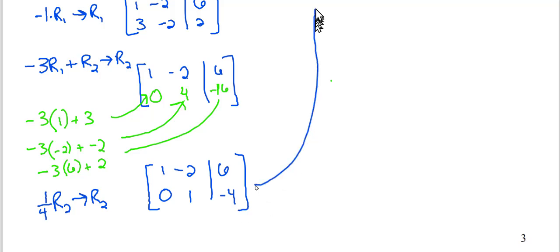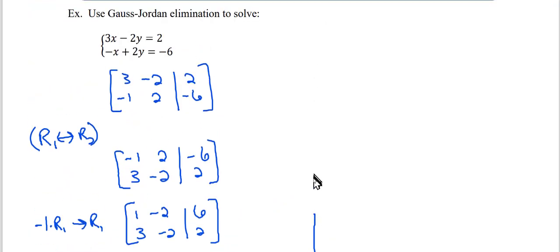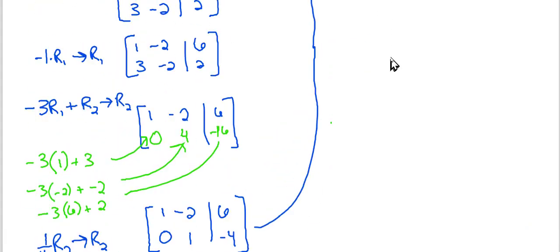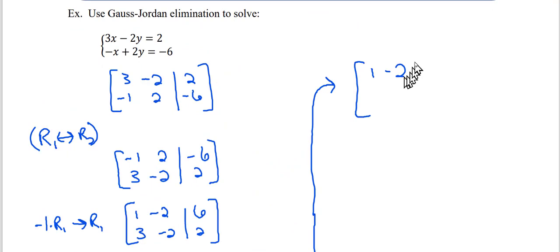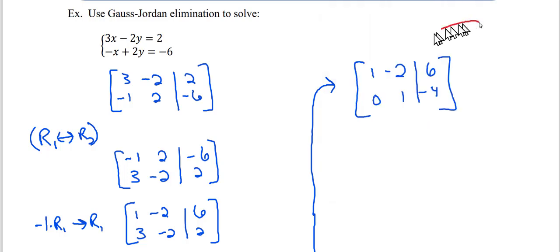Let me come up here. I'm going to recopy that. What did I have? 1, -2, 6. Just so I don't have to keep scrolling. 0, 1, -4. I am really close. My next goal is to turn this guy into 0. And then I'm done. I can read my solution right off.